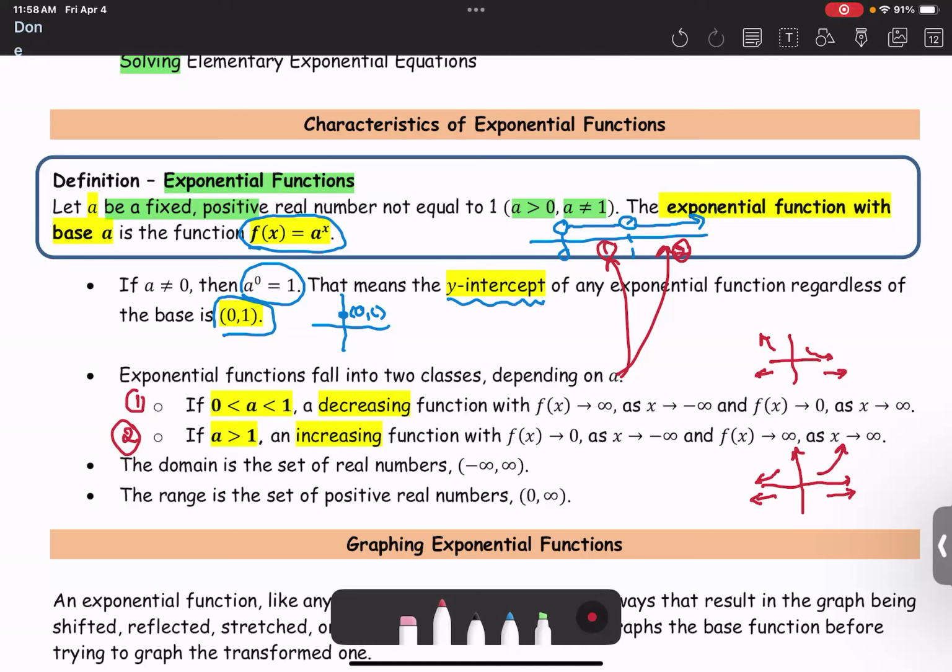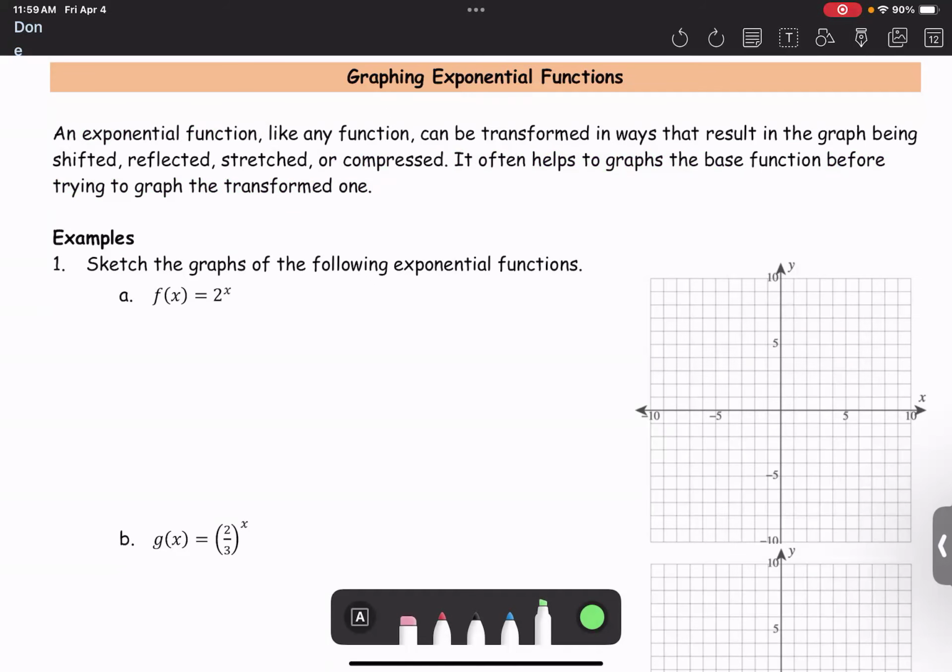This will give us that the domain is the set of real numbers, or in interval notation from negative infinity to positive infinity. The range is the set of positive real numbers, or in interval form starting from the positive side of 0. Now we're going to look at graphing exponential functions.